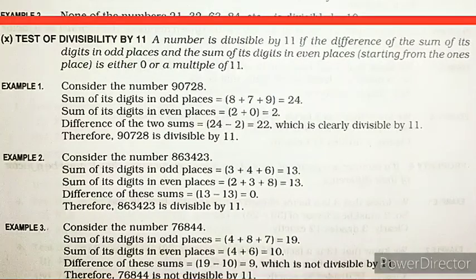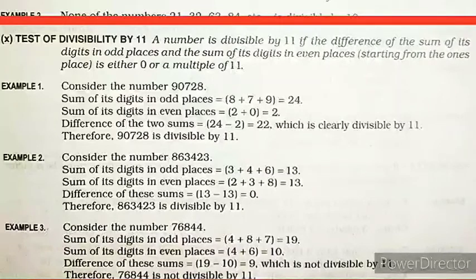Now simply subtract the sum of the digits in even place from the sum of the digits in odd place, because the sum of the odd place digits is greater here. So after subtracting 2 from 24, I am getting the answer 22, which is clearly divisible by 11. Therefore the whole number 90728 is divisible by 11.